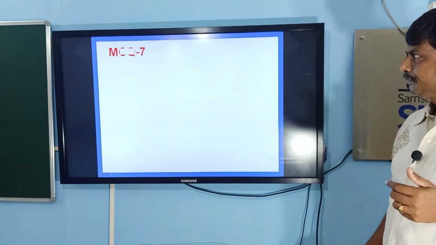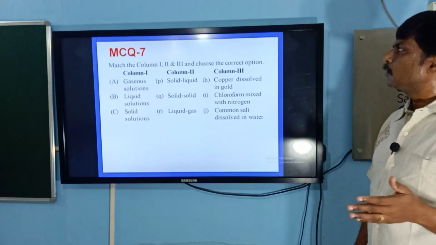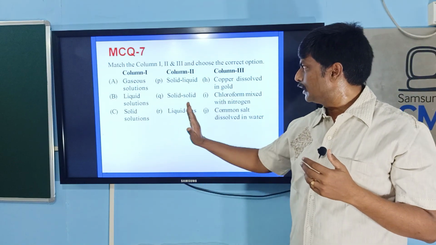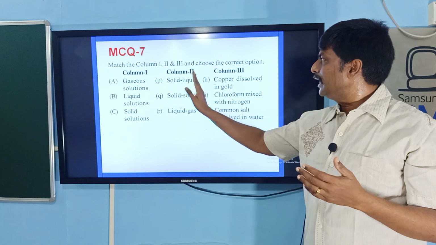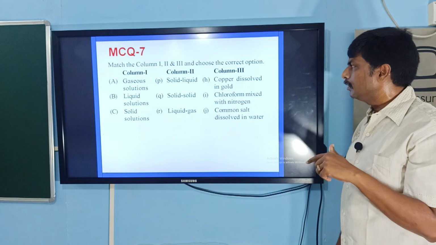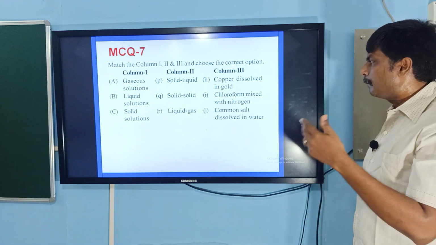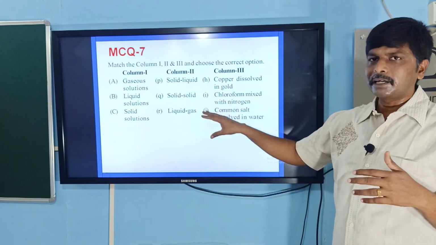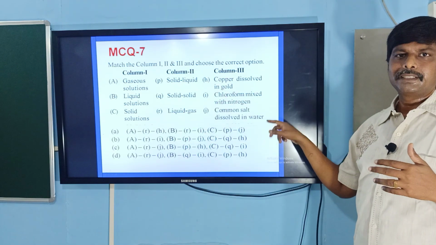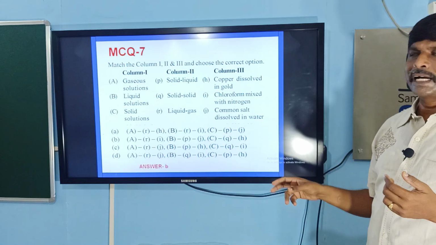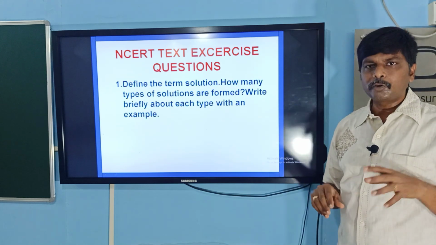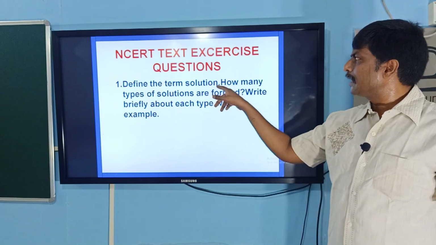Next question. Match the columns 1, 2, 3. Here types of solution: gaseous solution, liquid solution, solid solution. Next column: solid, liquid, gas. Here some mixtures are given: copper dissolved in gold, chloroform mixed with nitrogen, common salt dissolved in water. All these mixtures I explained just now. Based on that, check which option is correct. So what is the answer? B is the correct one.